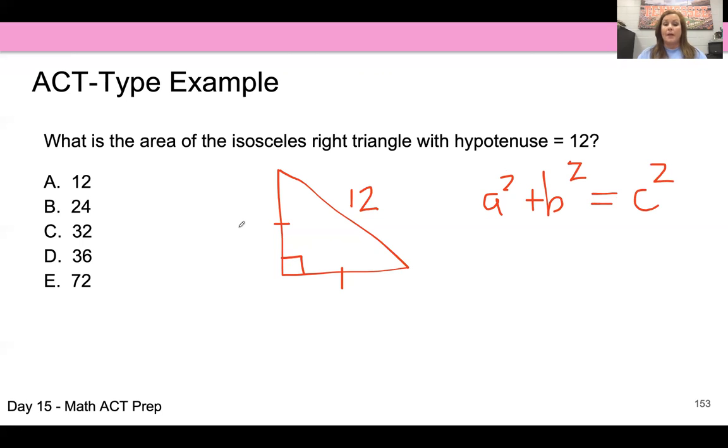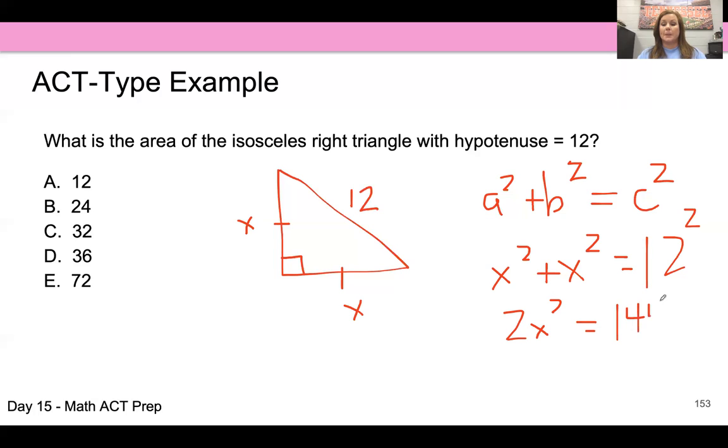Right triangle. What formula can you use? Pythagorean theorem. If the sides are congruent, this can be an x and this can be an x. So you can do x squared plus x squared equals 12 squared. So x squared plus x squared, it's not x to the 4th, it's 2x squared. Okay, it's 2x squared equals 144. So x squared equals, what is that, 72. So x is going to equal, what is that?